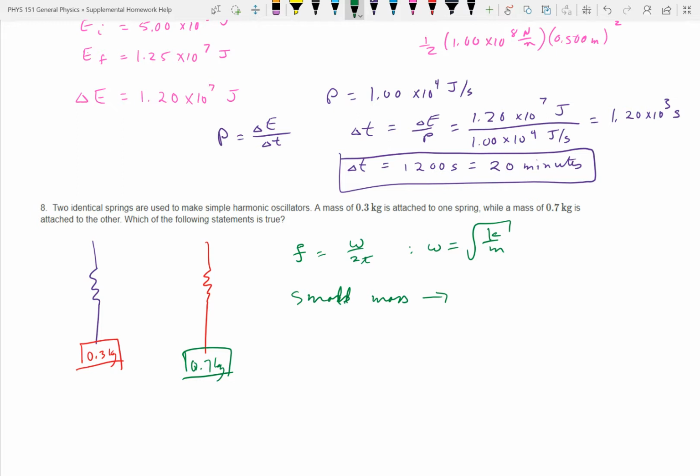Small mass produces higher frequency. So the mass with 0.3 kilograms will have a higher frequency? Well, yeah, that's true. The other one, the mass with 0.7 will have a higher? Well, no, we just determined it wouldn't be true. The final one: frequency of the spring will depend on the shape of the object attached. I don't see shape in those equations.